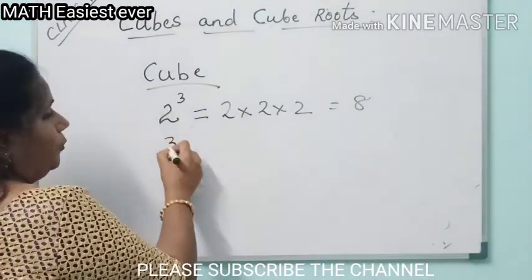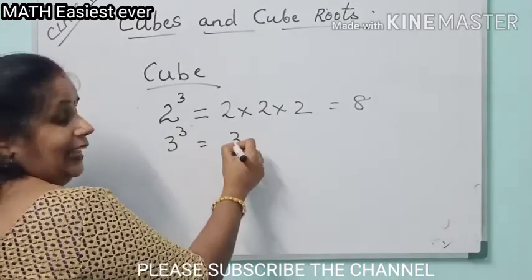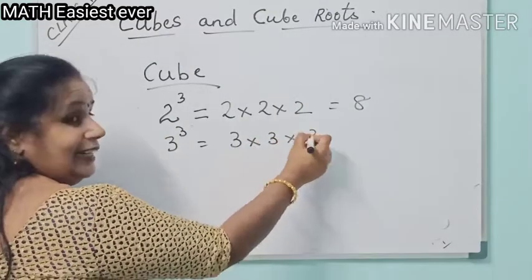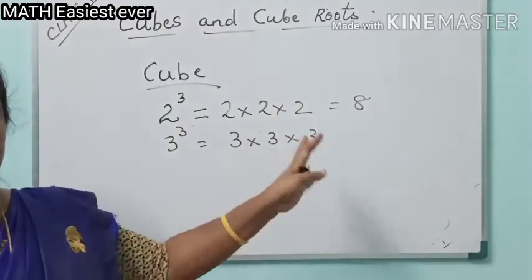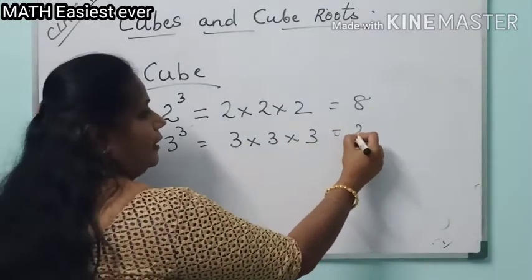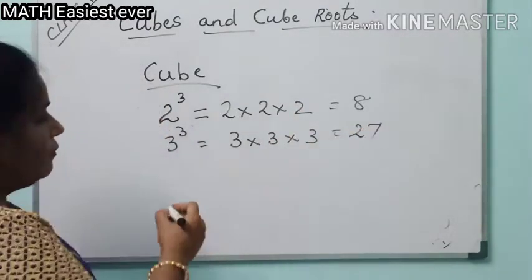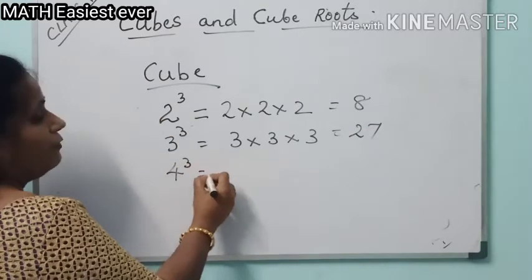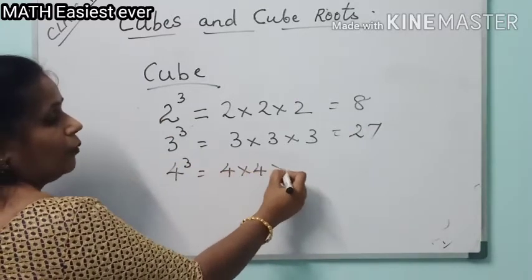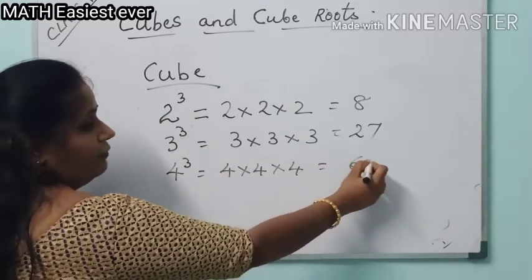What is 3 cube? 3 cube is multiplying 3 three times, 3 into 3 into 3. That is 9, 9 threes are 27. What is 4 cube? 4 cube is 4 into 4 into 4, that is 64.